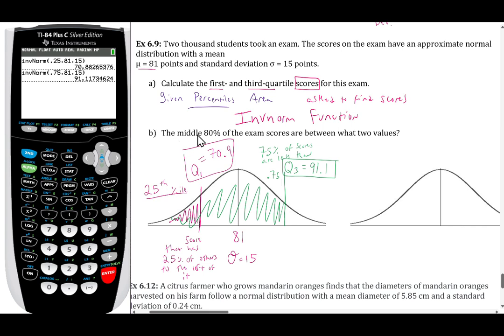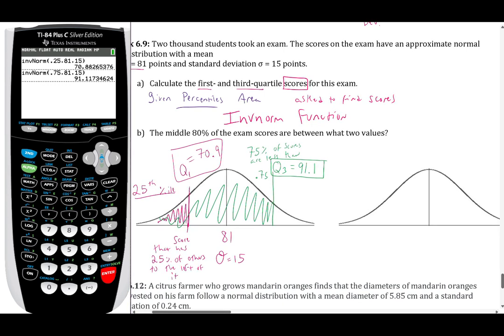Now, part B says the middle 80% of the exam scores are between what two values? So I have a second normal distribution here. I'm just going to shade in approximately the middle 80% of the values. So 80% of the test scores are between some lower value and some upper value. Now, based on this, there are going to be two answers. We want to know what are those two values.